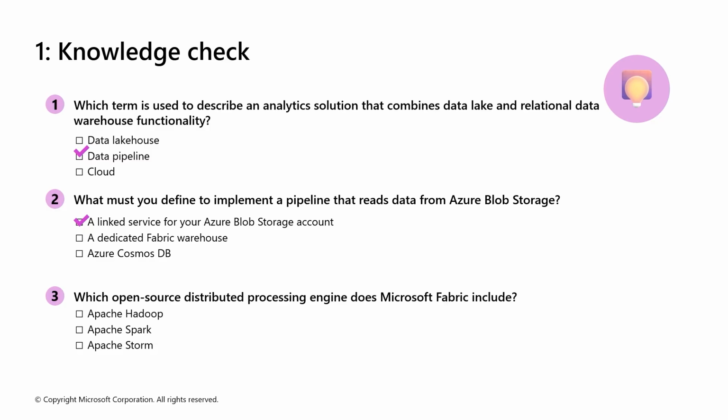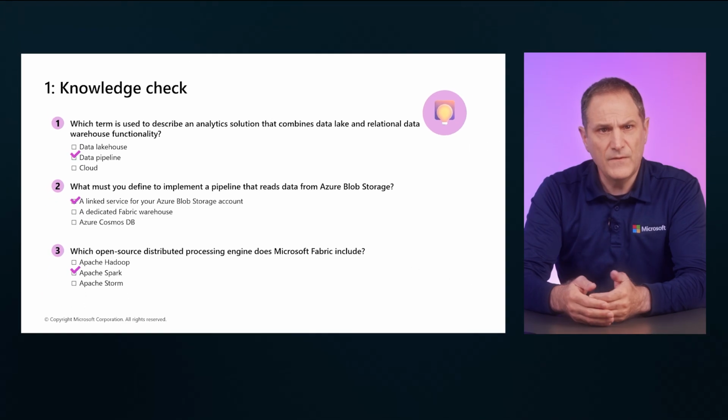Let's go to the third question. Which open source distributed processing engine does Microsoft Fabric include? The correct answer is Apache Spark. Microsoft Fabric uses Apache Spark to process large volumes of data in a distributed and scalable way. If these answers make sense to you, you're on track with the core analytics concepts needed.